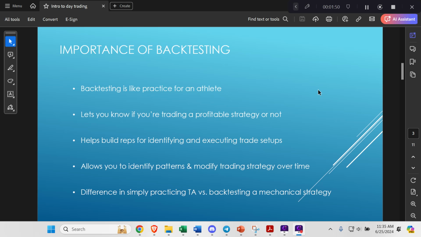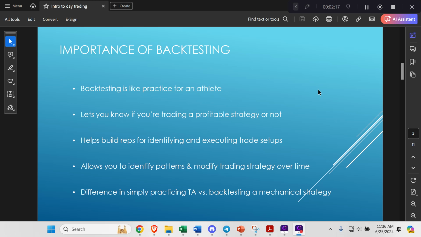And with backtesting, one of the best benefits is it helps you know if you're actually trading a profitable strategy or not, which a lot of people, if they don't backtest, they kind of hope they are right more than they're wrong. But until you get the actual data from backtesting, however you're trading over a large enough sample size, you don't really know if it's actually profitable or not. So that's a big thing that backtesting helps with.